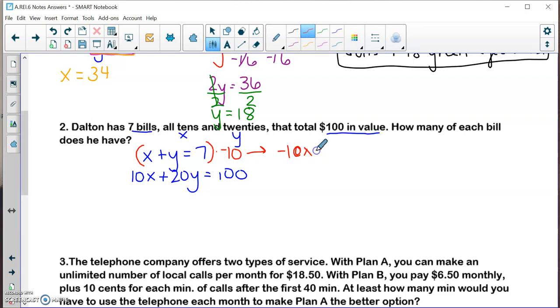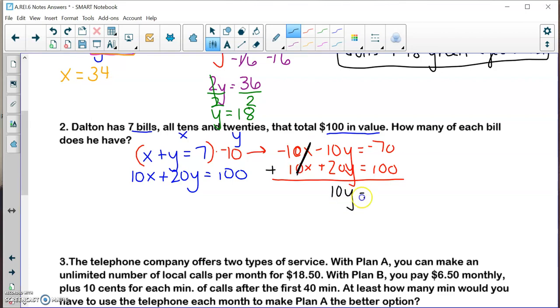Negative 10x minus a 10y is equal to a negative 70. And then I have a 10x plus a 20y is equal to 100. And so now I'm going to add both these equations together. A negative 10x plus a 10x eliminates. A negative 10y plus a 20y is a 10y. And that would be a negative 70 plus a 100 is a 30. So now I'm going to divide both sides by 10. And I get y is equal to 3.